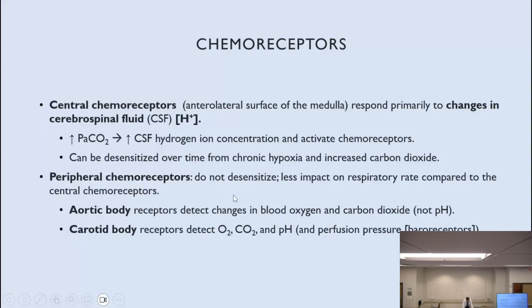Now, the peripheral ones don't desensitize, so they have a lower impact on the respiratory rate compared to the central chemoreceptors. In the aortic body and carotid bodies, we have receptors that detect how much oxygen and CO2 is present in the blood. The aortic body does not respond to pH changes. The ones in the carotids detect oxygen, CO2, and pH changes, and they also respond to changes in pressure.